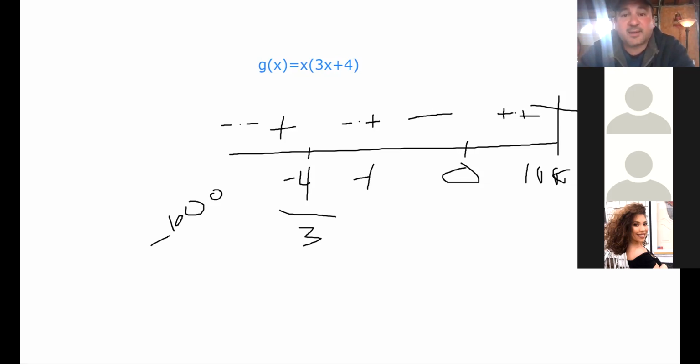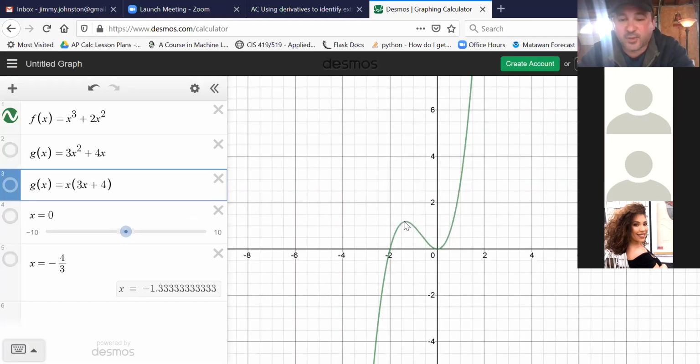So if we go back to Desmos, we can confirm that we had a max at negative 4/3, and we have a minimum here at 0. Because think about it. If you're looking at this graph, what is the first derivative test doing? It's saying we have identified these humps. And then we're looking at the values in between to see if we were increasing and then decreasing, or decreasing and then increasing. So it makes a lot of sense that this is exactly what it would give us. That's your first derivative test.